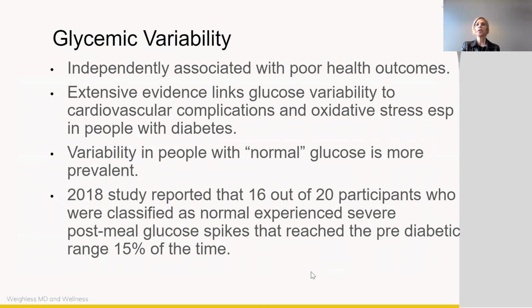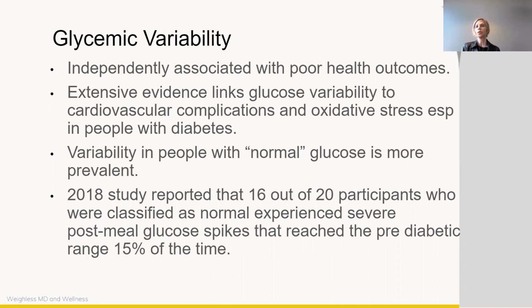What we know is that glycemic variability is independently associated with poor health outcomes. There's extensive evidence that links glucose variability to cardiovascular complications and oxidative stress, especially in people with diabetes, obviously. Variability in people with normal glucose is more prevalent. And this is just an example. It was a small study in 2018, but it showed that you can pull, presumably, 20 healthy people out of the population and check them for certain variabilities in their blood sugar.